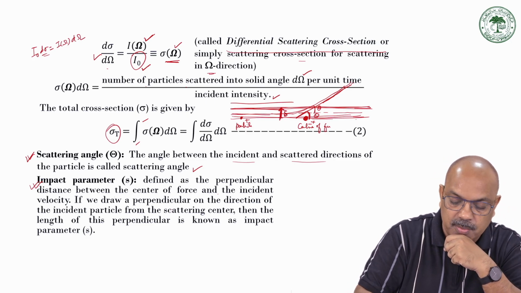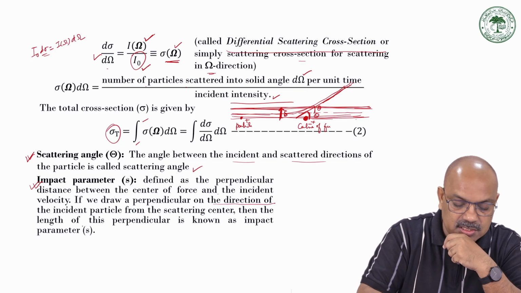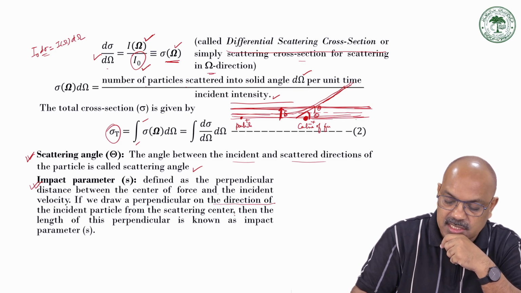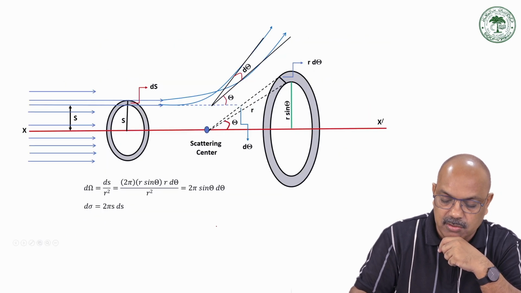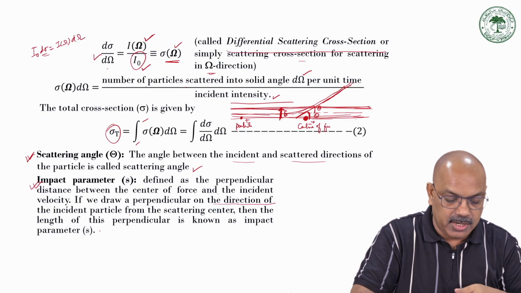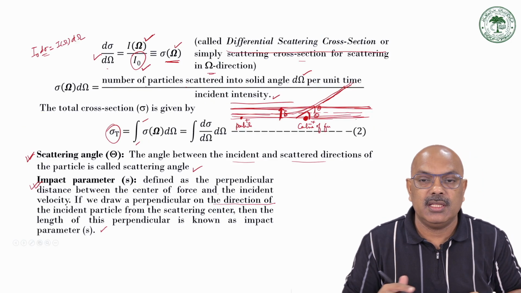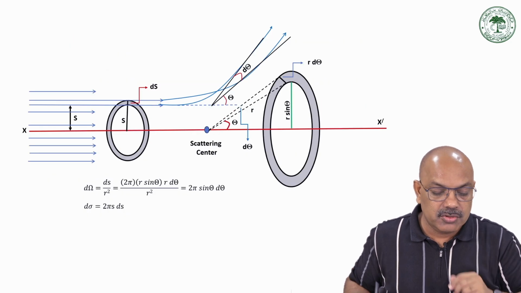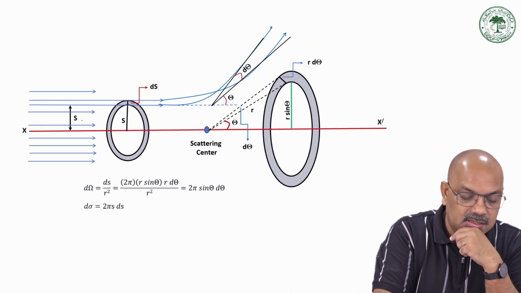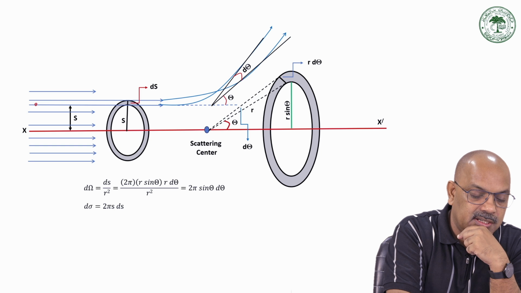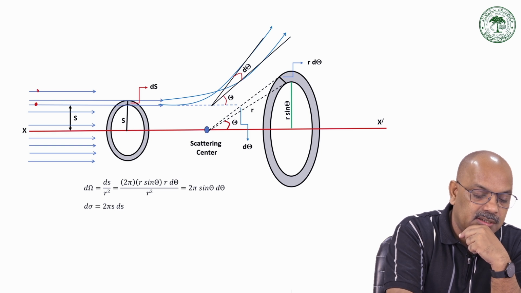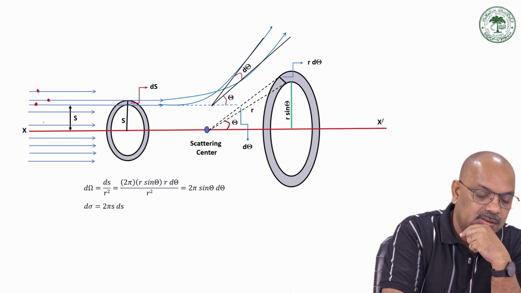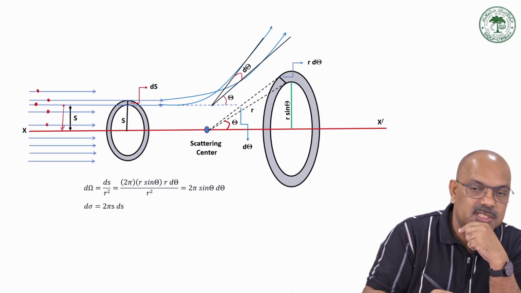Or we draw a perpendicular on the direction of the incident particle from the scattering center, and the length of the perpendicular is known as the impact parameter s. Okay, this is what the impact parameter is. So for this particular particle, this length is my impact parameter.